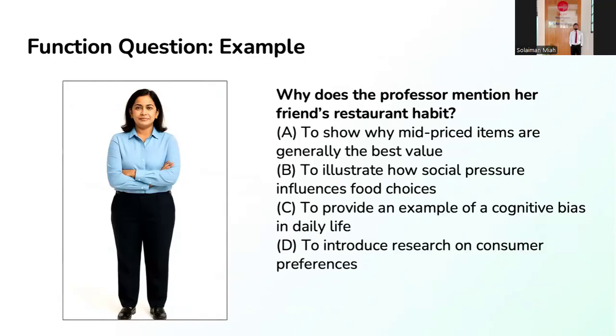Why does the professor mention her friend's restaurant habit? Each answer choice uses words that are generally connected to the topic of the talk, but only one of them explains the role of the example correctly. Again, it can be helpful to look at the verbs and words near them in the answer choices: to show why, to illustrate how, to provide an example, and to introduce research. You may be able to eliminate some of the answer choices just by using those words.